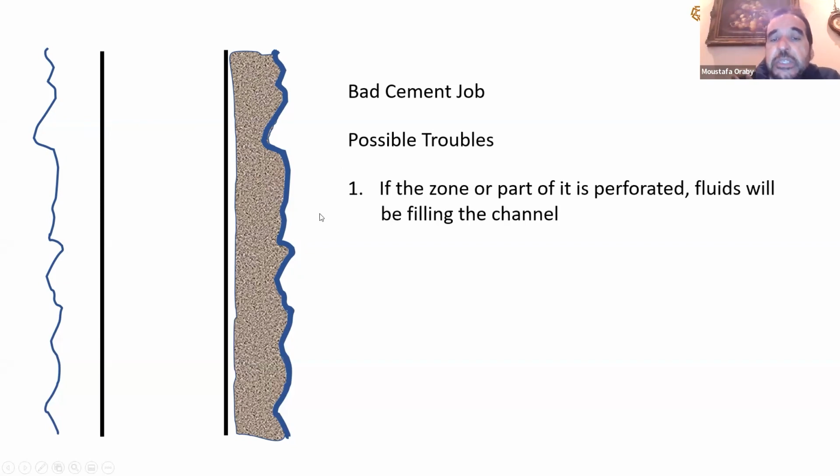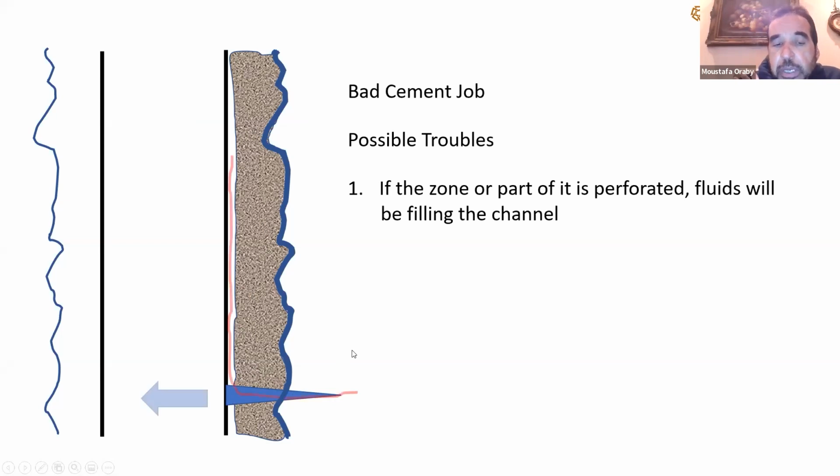First scenario, let's assume that this is a producing zone. This is your reservoir. And you made a big mistake here and you did not do a good cement job in front of the reservoir. Now, if you go and do a perforation and start producing, your perforation is here, one of the perforations that you have, and you started producing from here.